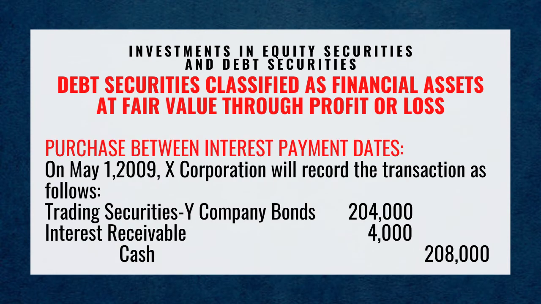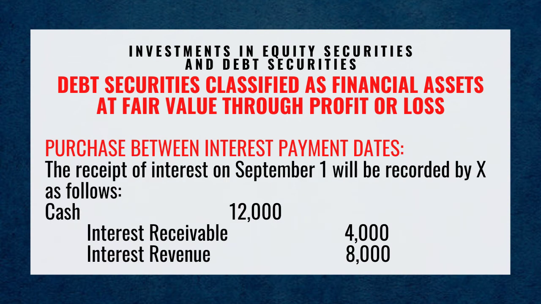On May 1st, 2009, X Corporation will record the transaction as follows. Debit trading securities, Y Company bonds, 204,000 pesos. Debit interest receivable, 4,000 pesos. Credit cash, 208,000 pesos. The receipt of interest on September 1st will be recorded by X as follows. Debit cash for 12,000 pesos. Credit interest receivable, 4,000 pesos. Credit interest revenue for 8,000 pesos.